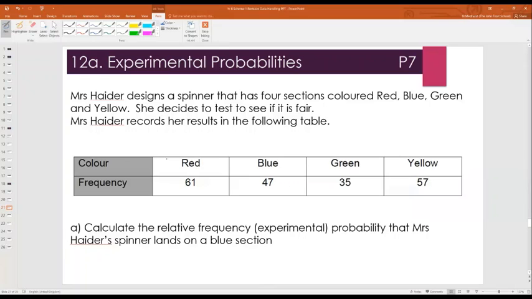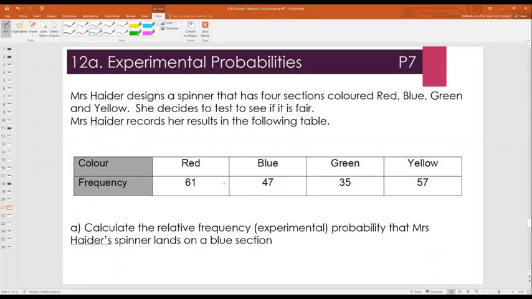So experimental probability now. Mrs. Hayder designs a spinner that has 4 sections coloured red, blue, green and yellow. She decides to test to see if it's fair. Mrs. Hayder records the results in the following table, so we can see it here. It says calculate the relative frequency, or the experimental probability, that Mrs. Hayder's spinner lands on a blue section.